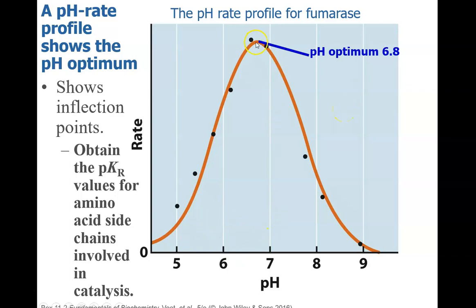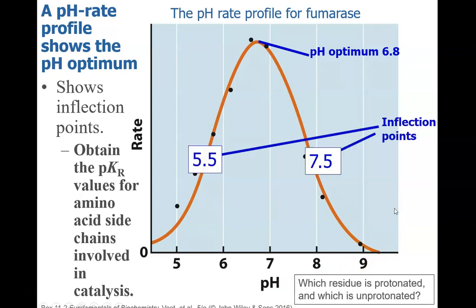We can see that at about 6.8, our rate is maximal. So if we measure the rate between, say, pH 4 and a little bit above 9, we can see that we have maximal activity at 6.8 and not so much around, say, pH 5 or pH 9. But the other thing that we can do is look at these inflection points.